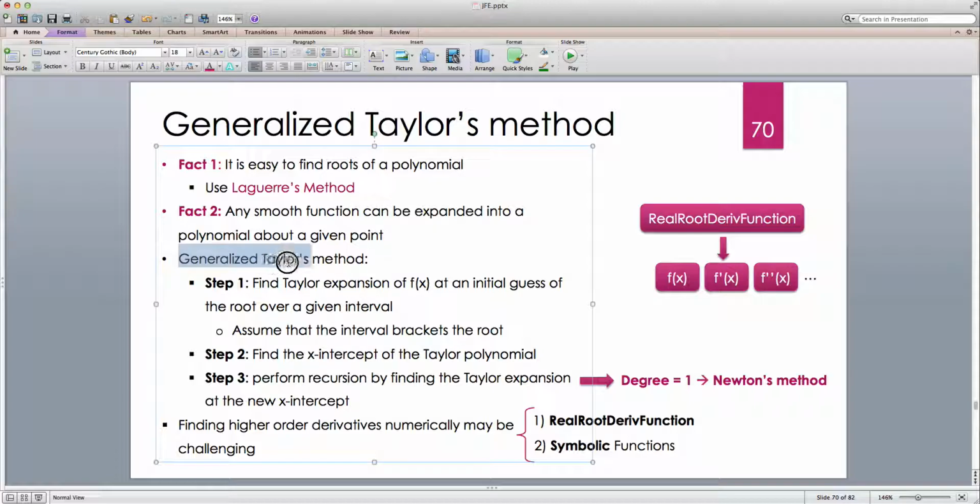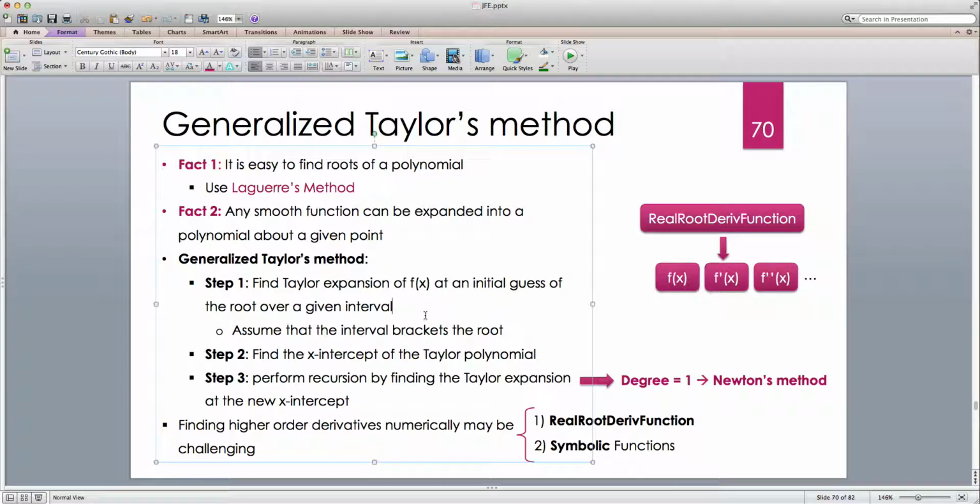So how does the generalized Taylor's method work? It works based on a few steps. Step one, find Taylor expansion at an initial guess of the root over a given interval. If you have an interval and it's a valid bracket for the root, then you can pick one point, for example the midpoint of the interval, and then find the Taylor expansion of some degree, first degree, second degree, third degree, at that point.